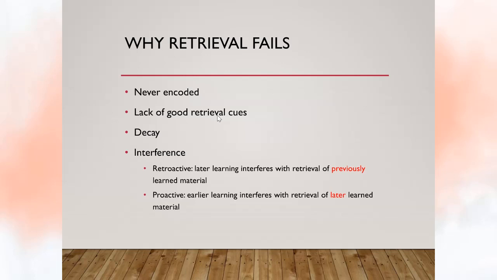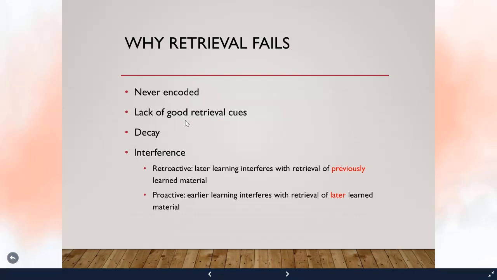So also think, on an exam, if you don't have the information at hand, look at the exam for retrieval cues and maybe it comes back. So that's a reason why: you just don't have the right cue. Another reason is memories seem to fade over time. This is what we would call decay, just a natural loss of detail over time.